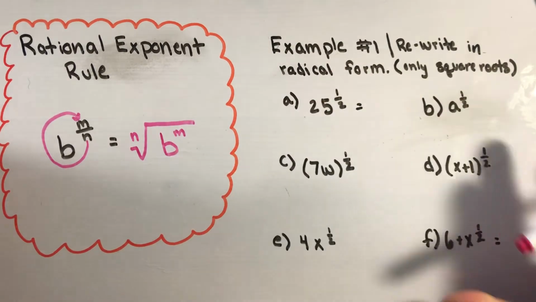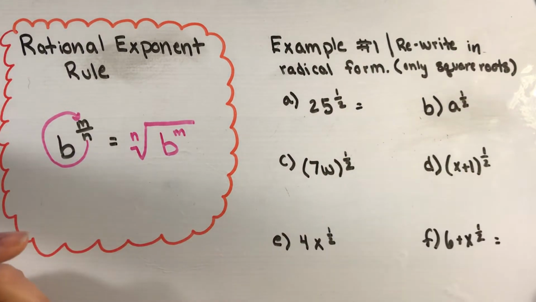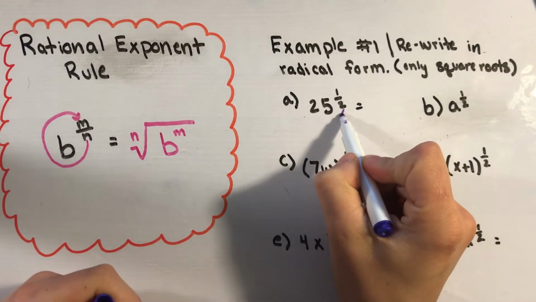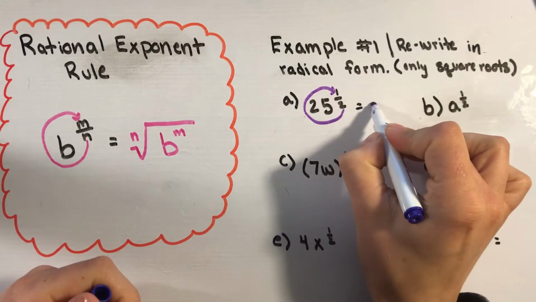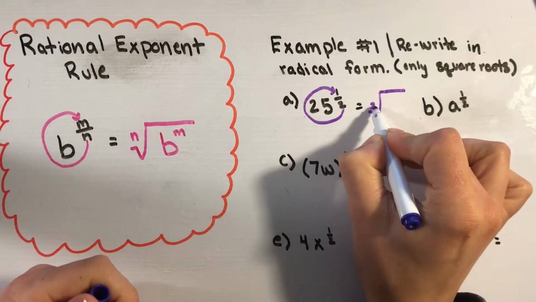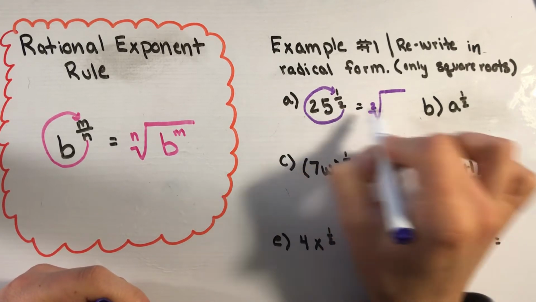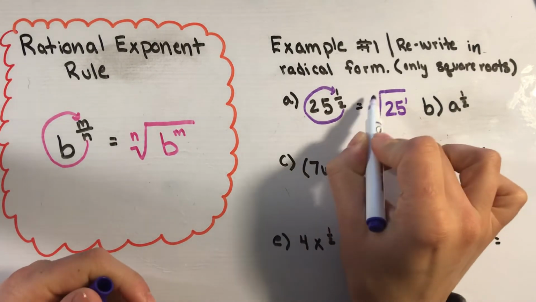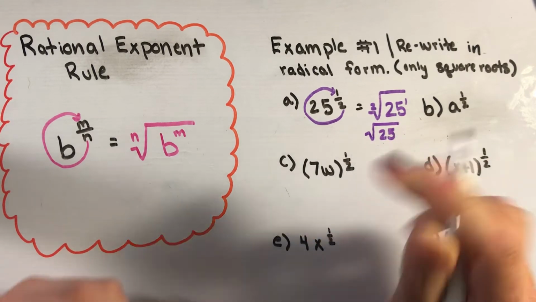The first set I'm going to show you is when it's going to be a square root only, and then I'm going to show you some other examples. So we're going to do the reverse reverse. We're going to start with a 2 and loop it around to the 1. So this 2 becomes this little root 2, or square root of 2, that's how we get the square part, of 25 to the first power. We can make this look prettier by rewriting it as radical 25.